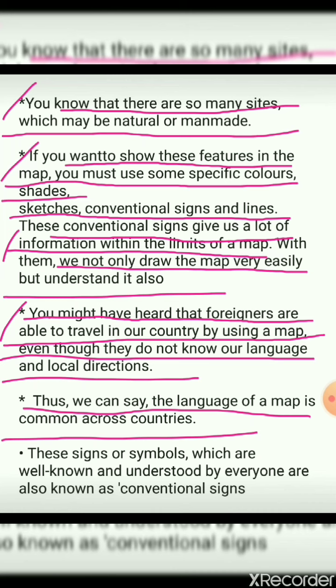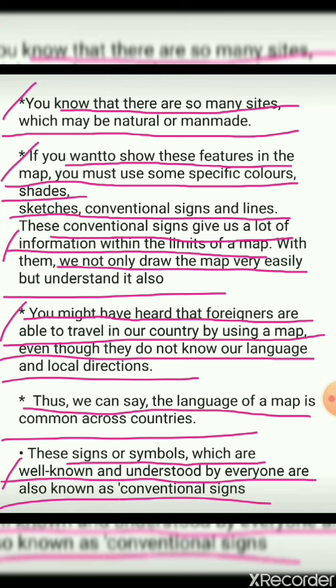So maps do not need a language, it's common for all the people, not only for our country but even for the people across the country. These signs or symbols, which are well known and understood by everyone, are also known as conventional signs. The signs or symbols which are well known, anyone can understand them, are said to be what? They are said to be conventional signs.